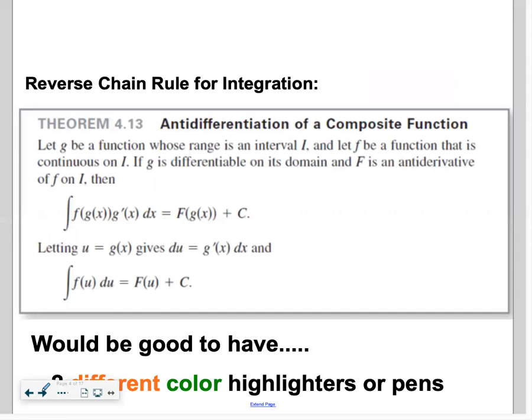This is kind of like the official rule for U-substitution right here. So if you happen to have a highlighter or 2 different colored pens today, I think if we color coordinated things, it would make things a lot easier. It's not necessary, but if you have it, it would make things easier in your notes. And U-substitution is really just the reverse chain rule for integration.